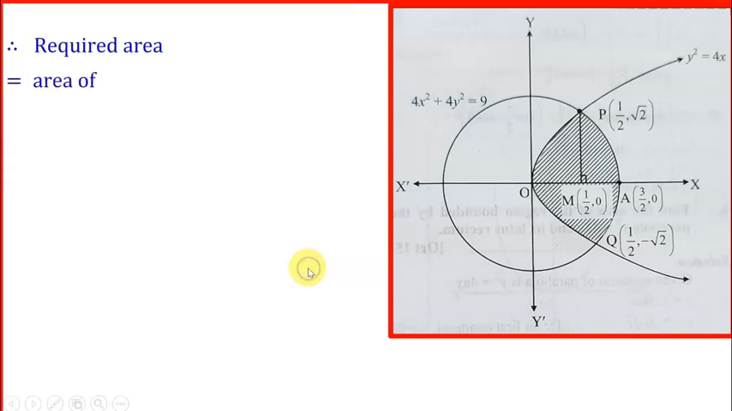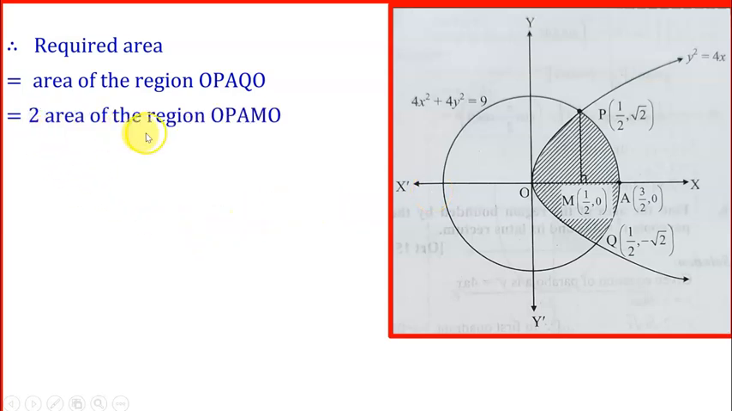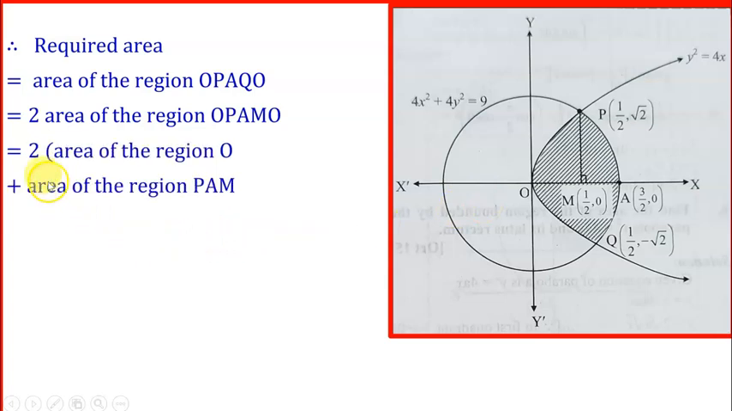Now see this here. The required area is equals to area of the region OPAQO. Okay, this is the required area, but that is nothing but 2 times area of the region OPAMO. And that is equals to 2 times area of the region OPMO. OPMO means what? Area below this parabola plus area of the region PAMP.